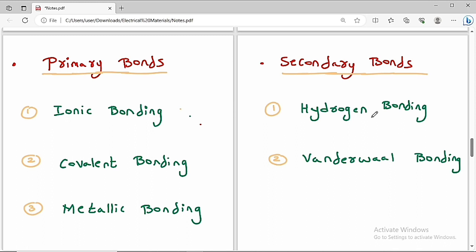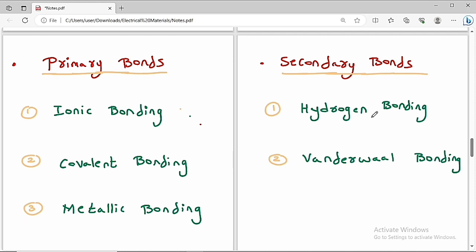And the van der Waals bonding means you take two molecules. Then these two molecules will have a small amount of positive charge and negative charge. Because of this, there's a force of attraction. That type of bonding is called van der Waals bonds. These are very weak bonds, so you can easily break them. That is the reason primary bonds are very strong when compared to secondary bonds.